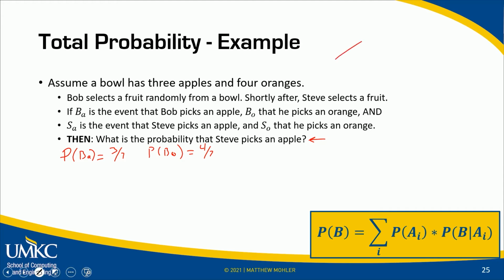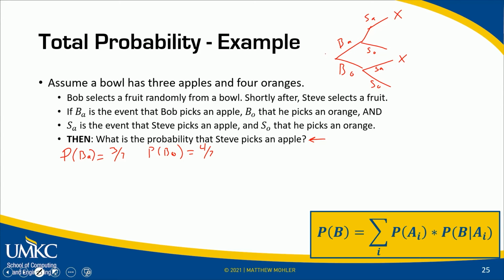We've got 2 possible paths here. We have Bob picking an apple and Bob picking an orange. And then from there, we have Steve picking an apple, Steve picking an orange. Again, Steve picking an apple, Steve picking an orange. And what we're interested in here is the probability that Steve picks an apple. So we care about this leaf and this leaf. We don't care about the other 2.